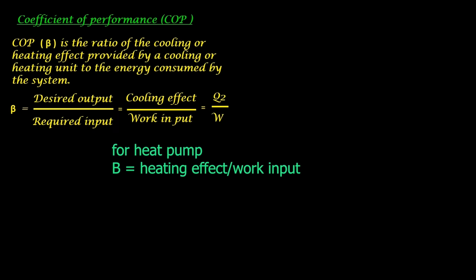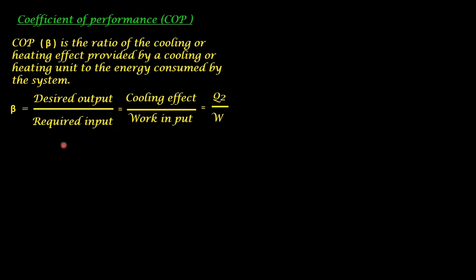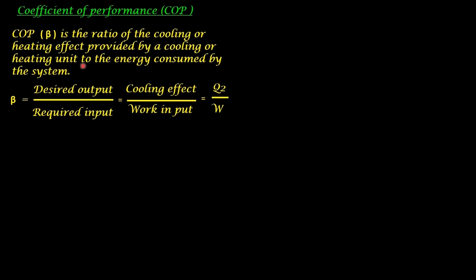For heat pumps, instead of cooling effect, we consider heating effect. That is, a certain amount of work has to be done in order to get the desired output. Cooling effect or the heating effect is the amount of heat absorbed from the sink, equal to Q2, in the case of the refrigerator and the heat pump. So beta can be represented as Q2 by W. Remember, Q2 is smaller than Q1.